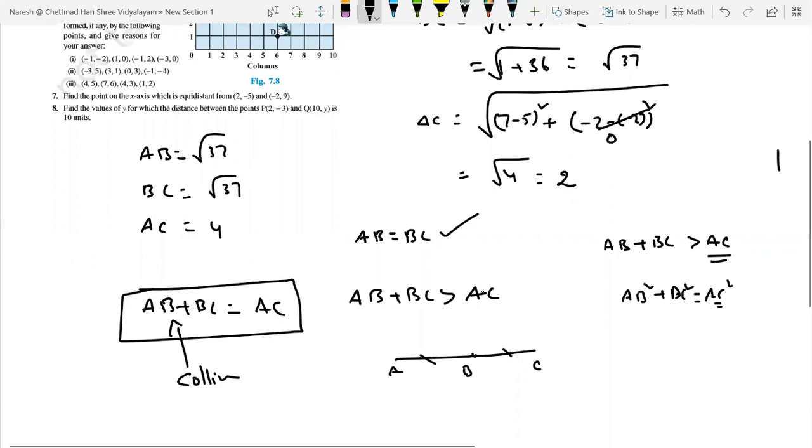This will explain it will form a triangle. This statement will explain it's an isosceles triangle because two sides are equal. Then I can call it an isosceles triangle. So you have to show it's not collinear. And definitely, if 3 points are not collinear, it is a triangle. That's the reason you have to mention this statement. Otherwise, you will lose marks.